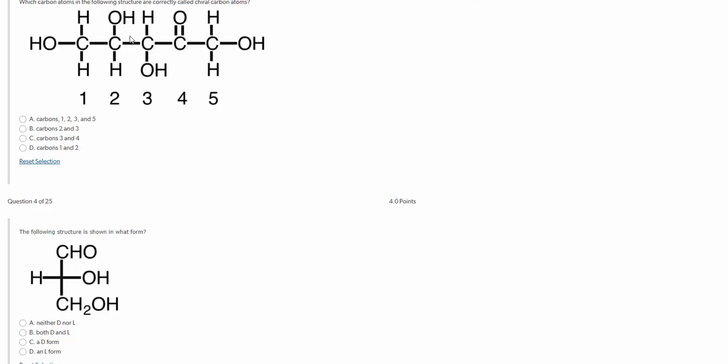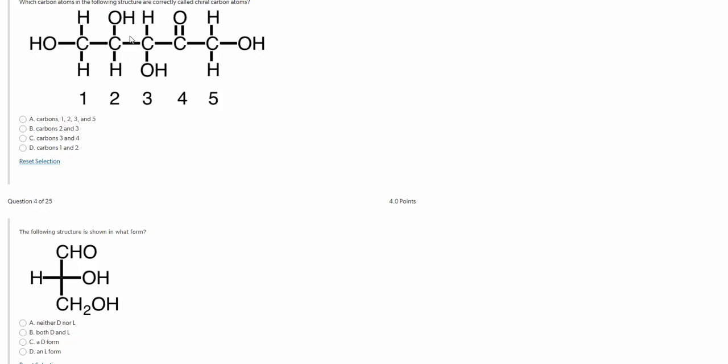Number 3, which carbon atoms in the following structure are correctly called chiral carbon atoms? Well, a chiral carbon is going to be one that is sp3 hybridized and has 4 different groups attached to it. So number 1 is not a chiral carbon, because it has 2 hydrogens. Number 2 is a chiral carbon. This carbon has a hydrogen, an alcohol group, an OH, so that's 2 different groups. Then this singular carbon that has an OH, and so that's group number 3. And then group number 4 is this singular carbon. It has an OH, but then it has another carbon attached.